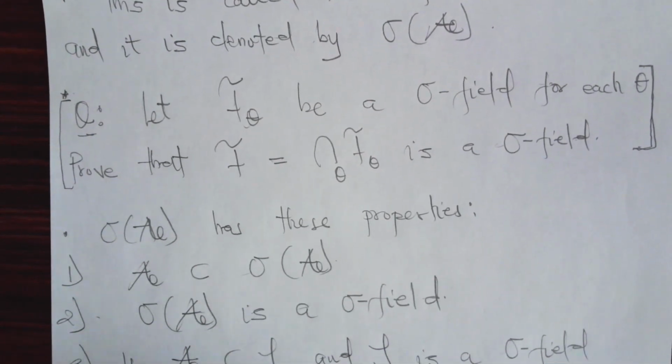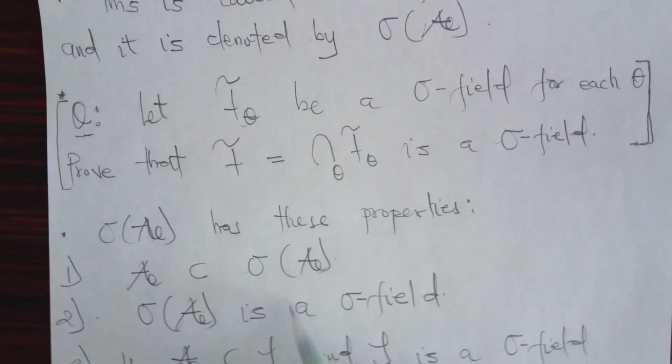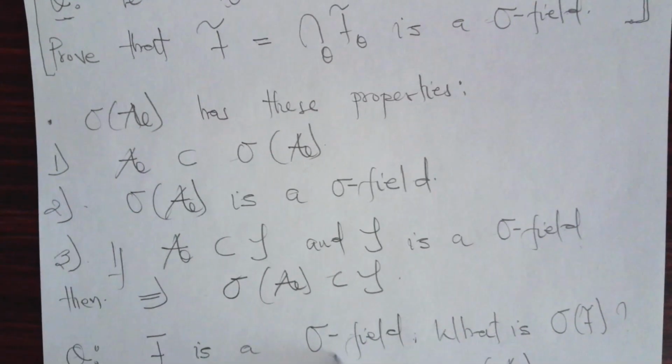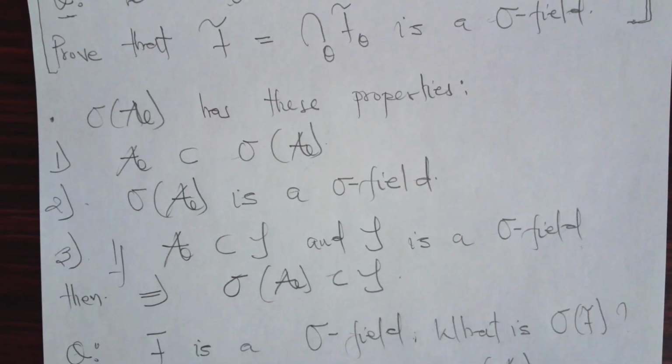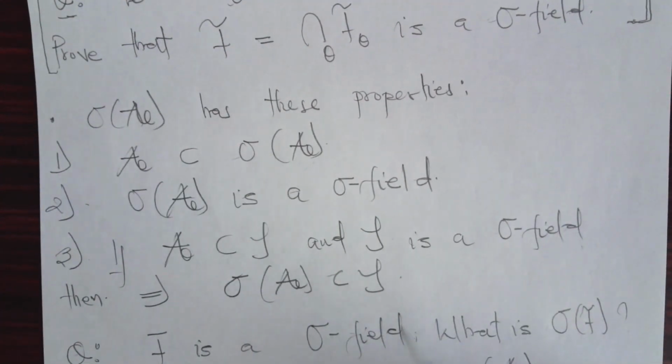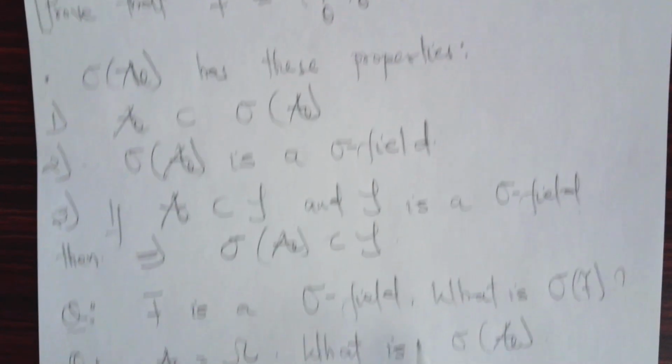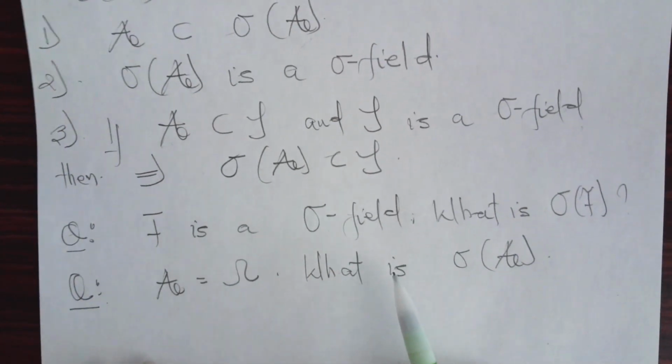1. A, which is the initial class, should be a subset of the sigma field generated by A. And 2, the sigma field generated by A is a sigma field. This implies that it satisfies all the conditions needed for a class to be a sigma field. And 3, if you have that class to be a subset of another class, and let's say that class is G. So if A is a subset of G and G is a sigma field, then it implies that the sigma field generated by this class is a subset of G.